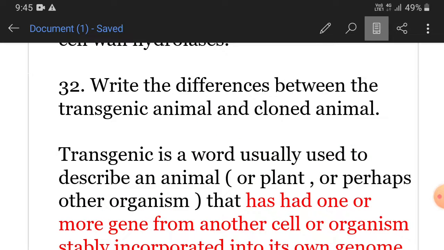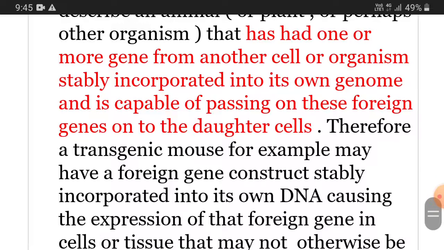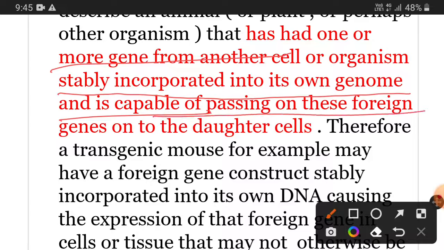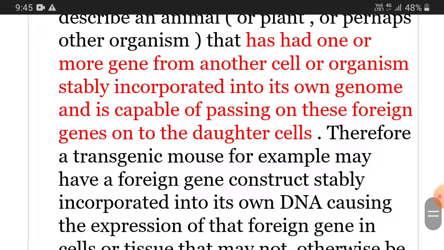So remember it very carefully: transgenic is a word that is only used for those animals or plants which have one or more genes from another cell or organism, that is, a foreign gene, stably incorporated into their own genome. Not only that, it is capable of passing on this foreign gene to the daughter cells. Such an animal can be called a transgenic animal. That means it has a foreign gene integrated into its own genome, and it has the ability to pass that foreign gene to the daughter cells.